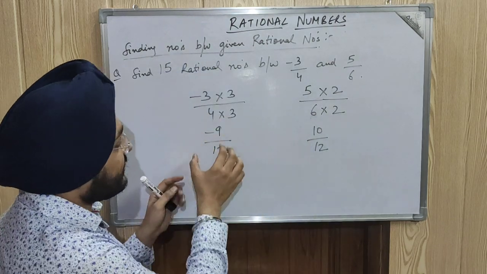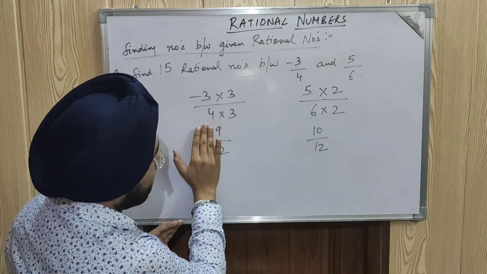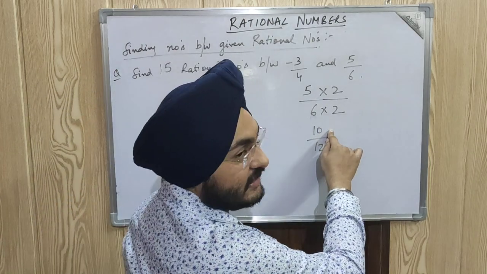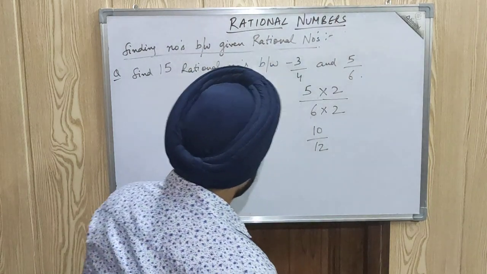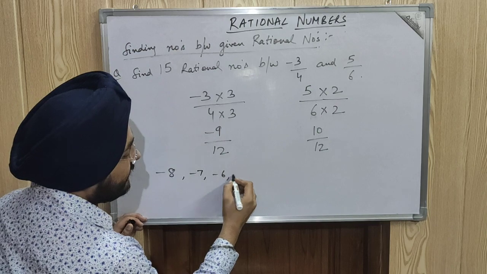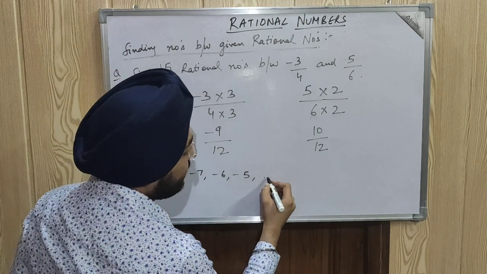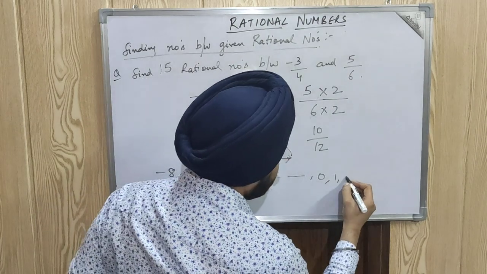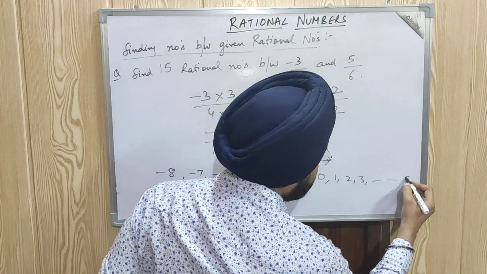So mostly students get confused about this. They are not taking this negative into account. So this one is minus sign and this one is 10. This is not 9 and 10. So the numbers lying between are what? Minus 8, minus 7, minus 6, minus 5, minus 4, minus 3, minus 2, minus 1, 0, and 1, 2, 3, and up to 9.